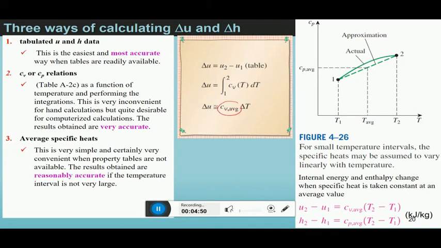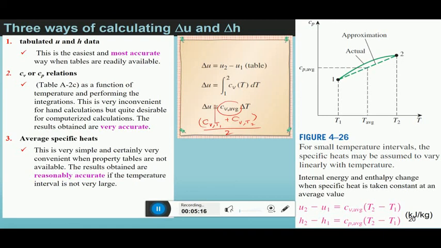In this case, average stands for temperature average. As I told you earlier, Cv, Cp values depend on temperature. So when we are investigating a process that went from T1 to T2, let's say, specific heats change a little bit from T1 to T2. So you have to consider an average specific heat.